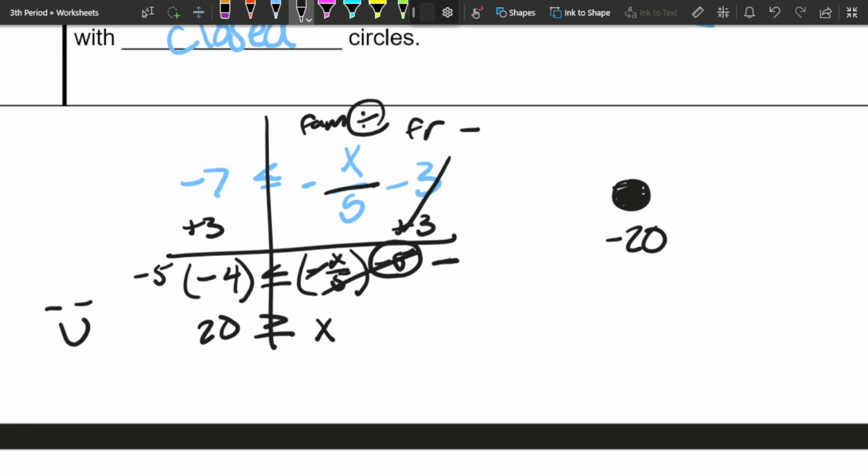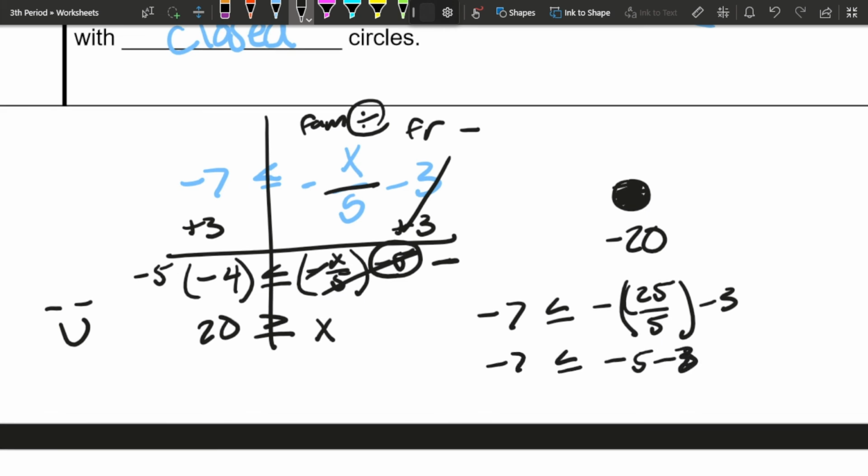Let's see. So if I have negative 7, less than or equal, negative 21, let's make it 25 to make it an even number. Because that's more than that, right? Negative 3. So this goes to be negative 5 minus 3, less than or equal negative 7. And then this is just negative 8, negative 7. Is negative 7 less than or equal to negative 8?